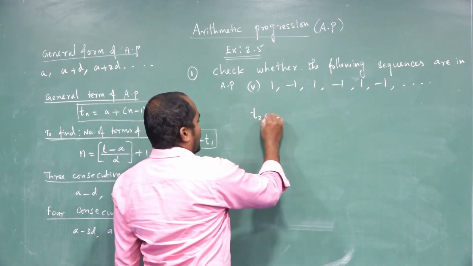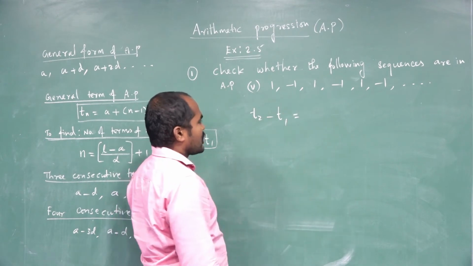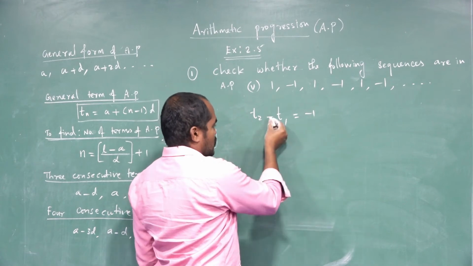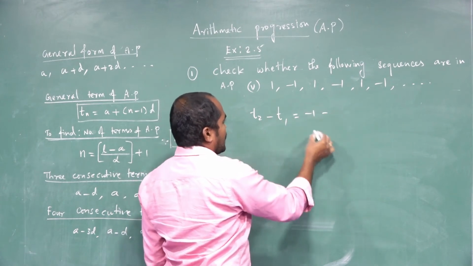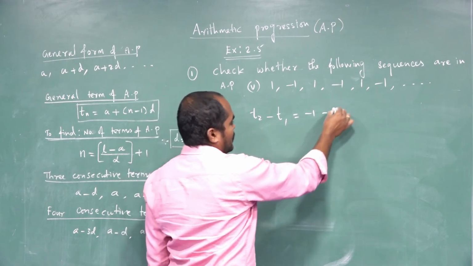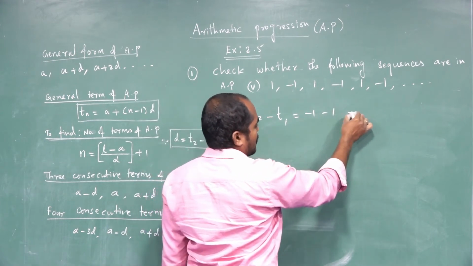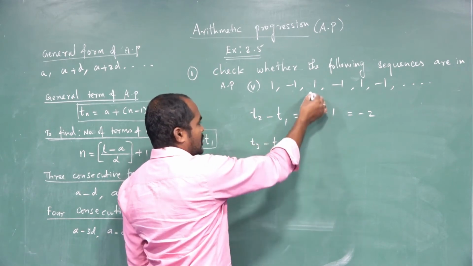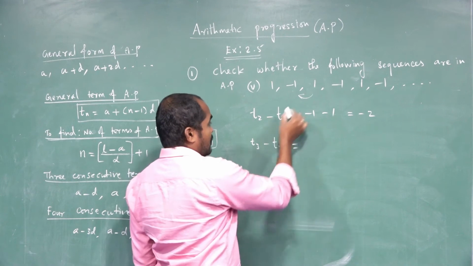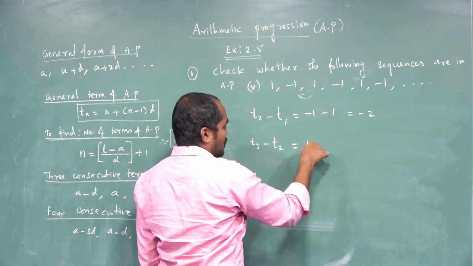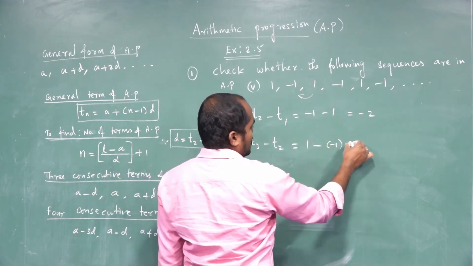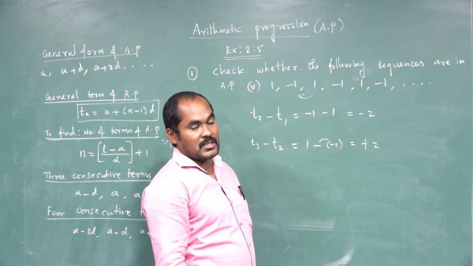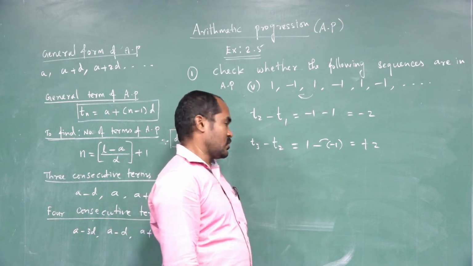So write T2 minus T1. The sign is very important. Listen. So T2 is minus 1. So this is the formula minus T1, which is 1. So minus 1 minus 1 is minus 2. Next T3 minus T2. T3 value is 1 minus of minus 1. This is plus, because minus into minus is plus. 1 plus 1 is 2.